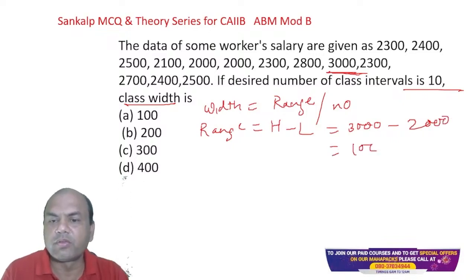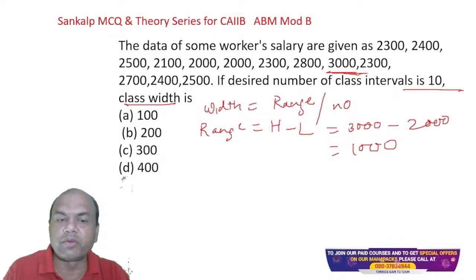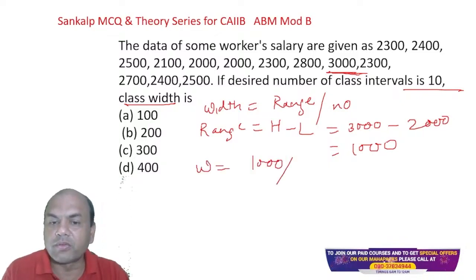Right? 1000. So what is my width then? Width equals 1000 upon number. What is the number? 10. So my class width will be 100. So this is my answer. Okay?